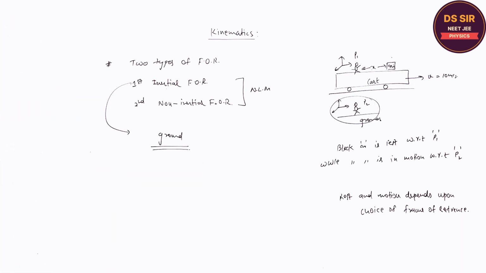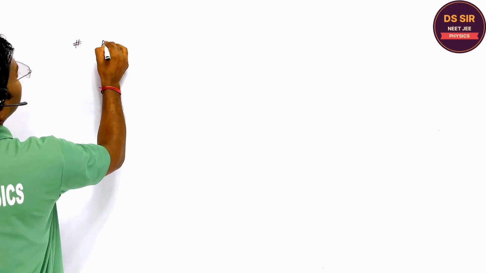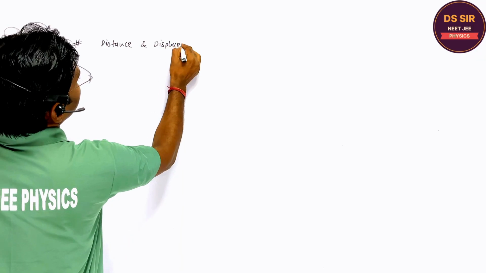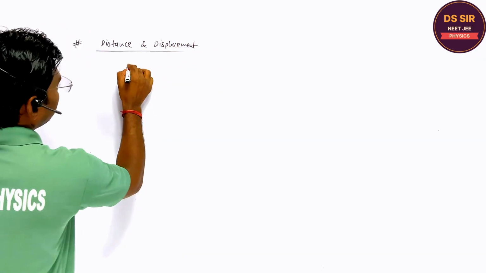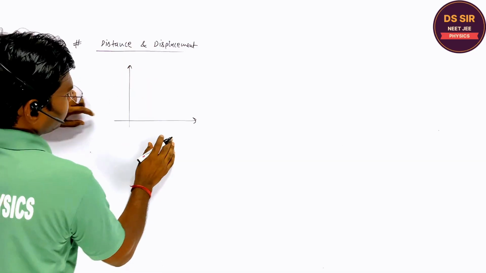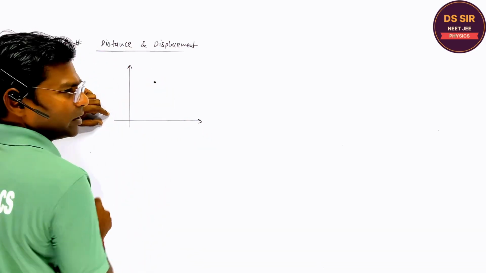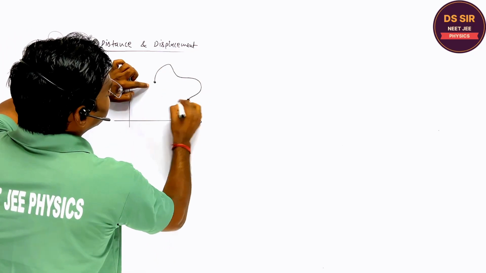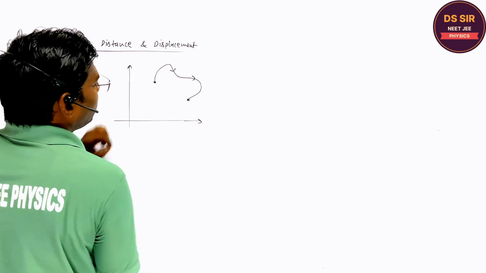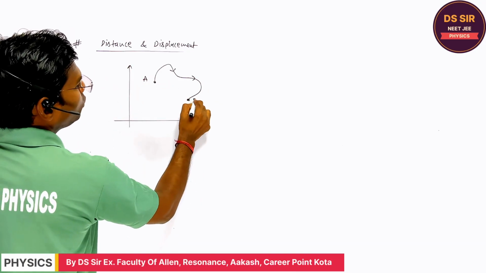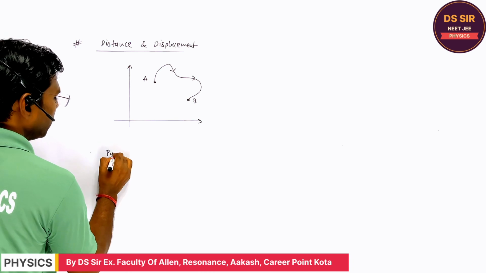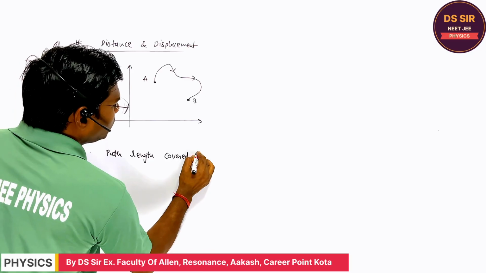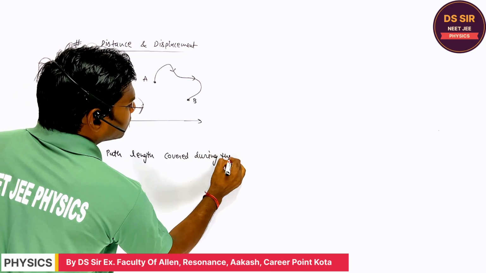Copy this. So the next topic is distance and displacement. What is the distance and displacement? In brief, I will try to explain. Suppose some person or object is over here, and it moves to this point. Then the path length covered during the motion from point A to B is called the distance. What is the distance? Path length covered during the motion.